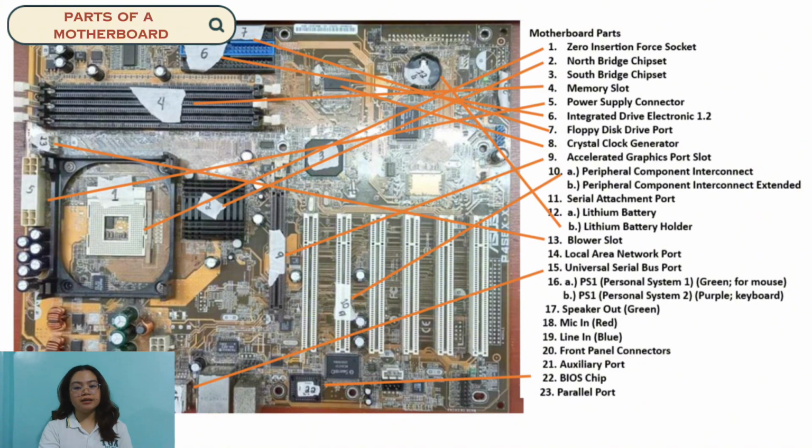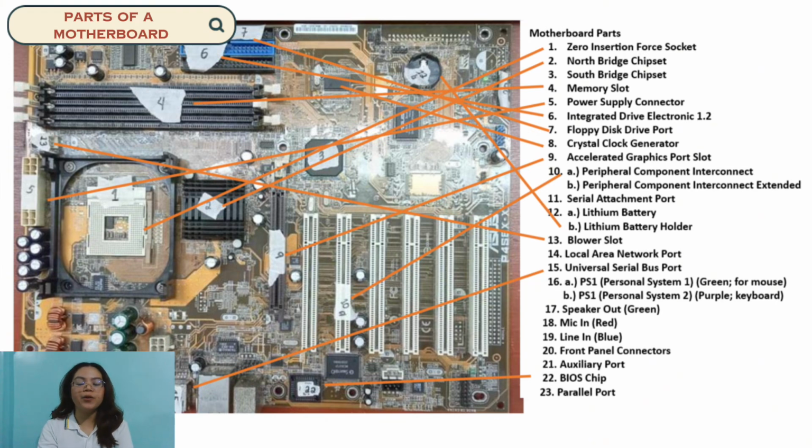Next is the accelerated graphics port slot. It was a specialized interface tailored for graphics processing, providing improved performance and smoother visuals in older computer systems. Next is the peripheral component interconnect. It is a widely used interface that allows users to expand the capabilities of their computers and upgrade them. These include graphics card, sound card, or network cards.